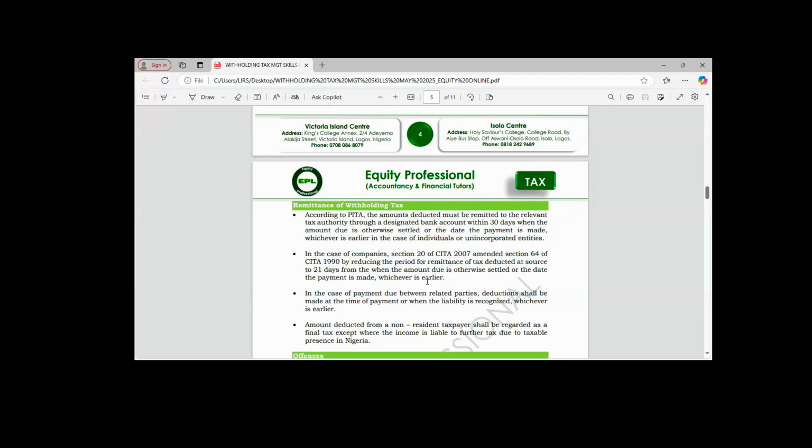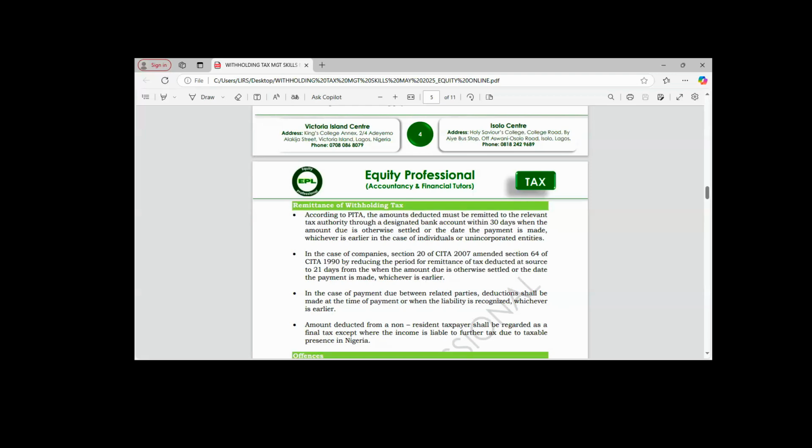So that means for individual, you have within 30 days, and for corporate body, you have within 21 days. Please, in the exam, where the examiner asks you for the period for remittance of withholding tax, please give him the two periods. It is only where the examiner specifies, for example, period for remittance of withholding tax relating to individual, that you give him the one for individual. But where he just says period for remittance of withholding tax, please give him both the one for individual and the one for corporate body. So let us take note of it.